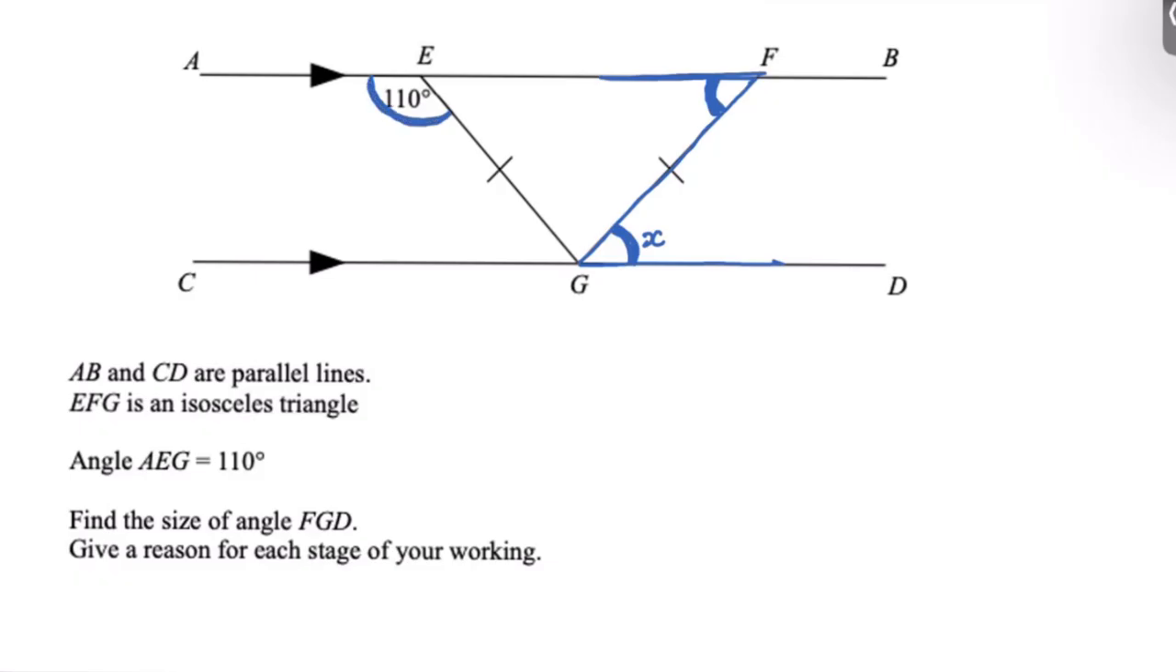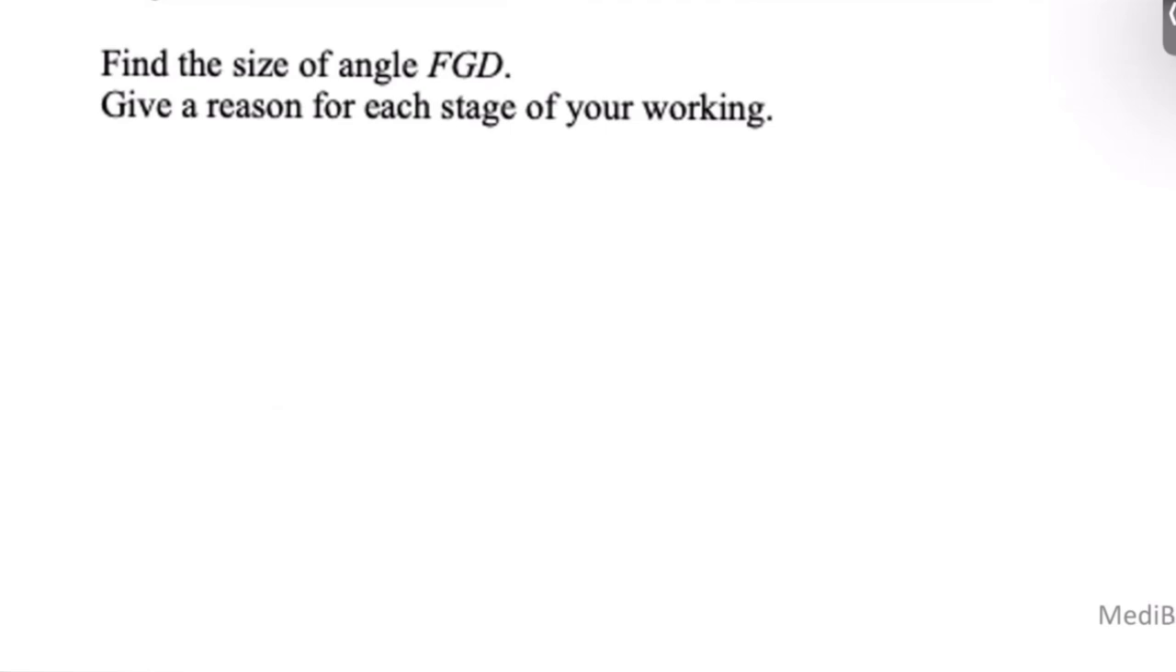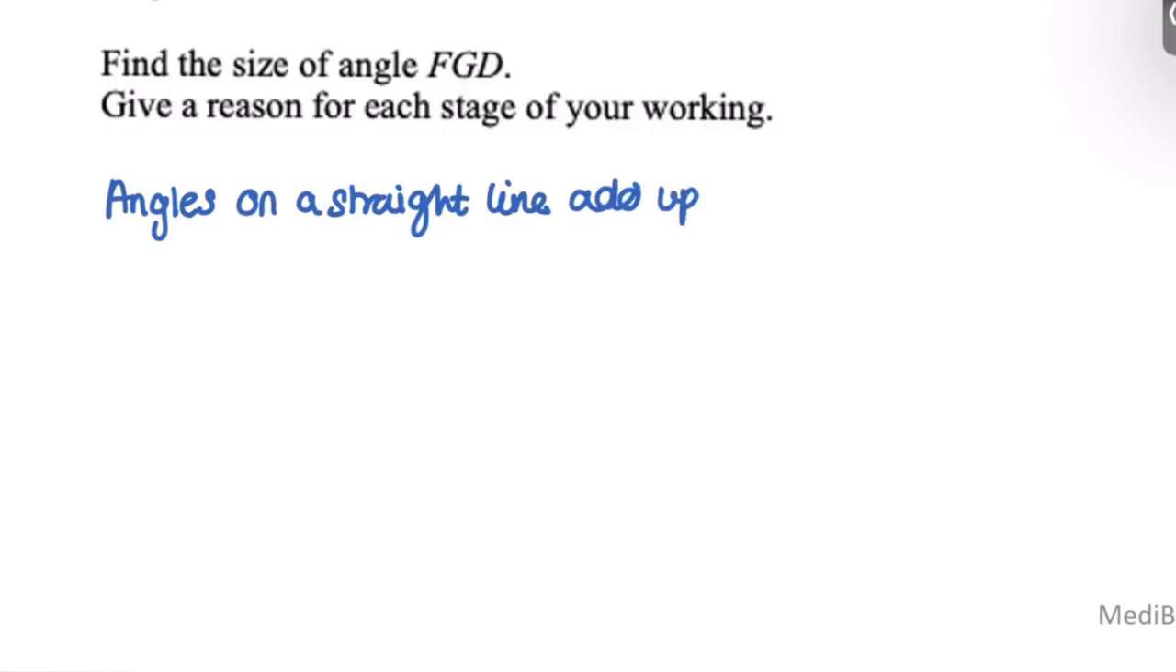And what do we know? We know that this is on a line. This is 110 degrees and this is a straight line. So this is not an angle rule, this is just a general rule that you would know. We know that angles on a straight line add up to 180 degrees.